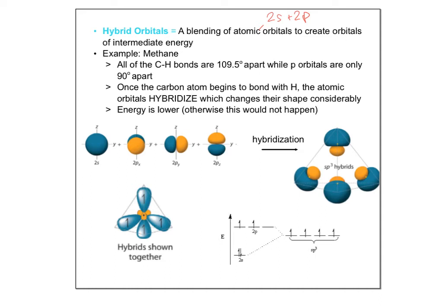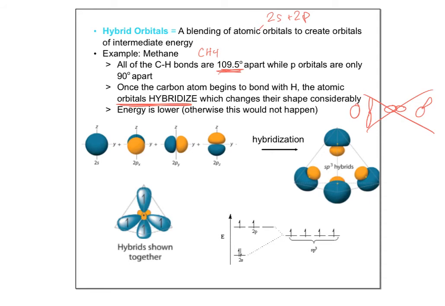So let's look at methane, which is CH4. We know that CH4 has equal length bonds, and they're all 109.5 degrees apart, whereas the p orbitals would be 90 degrees apart. But once carbon is in the presence of hydrogen and begins to bond, hybridization of the 2s and 2p orbitals occurs, which changes the way they look. They are no longer the sphere and the separate dumbbells. We get a new shape, and notice they are all equal in shape. So we are bonding all of these together.